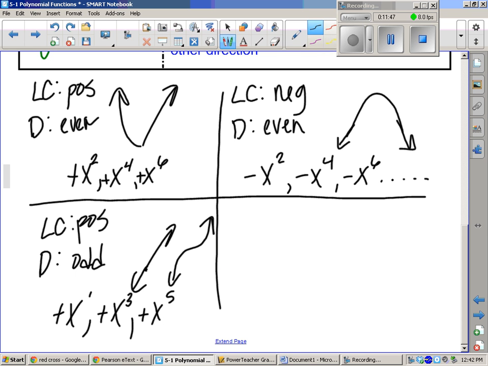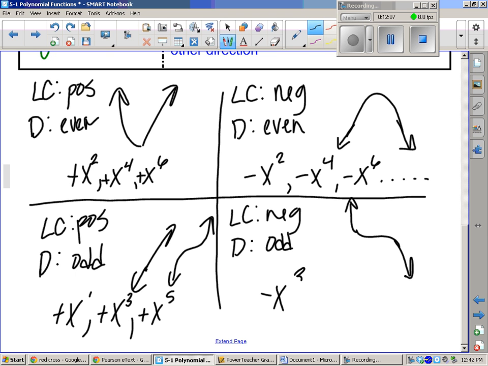Okay, and then our last possible instance would be a leading coefficient that is negative and the degree is odd. So what that would mean, negative leading coefficient means ends down. Remember, odd behavior means they're different. Okay, it's going to look something like that. This would be if we had a negative x to the third or a negative x to the first, etc. All right. So odd is different, even is the same. Positive is up, negative is down.